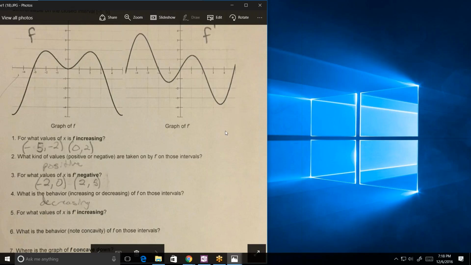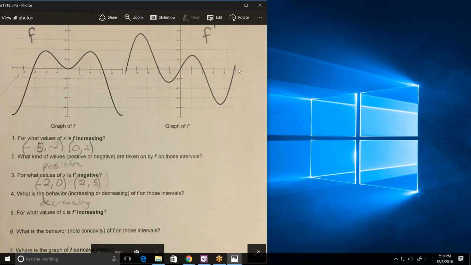concave up. A second derivative that's negative goes with a function that's concave down. So by the second derivative test, you can figure out concavity. You don't have to do it visually. You can do it by taking the second derivative of the function.